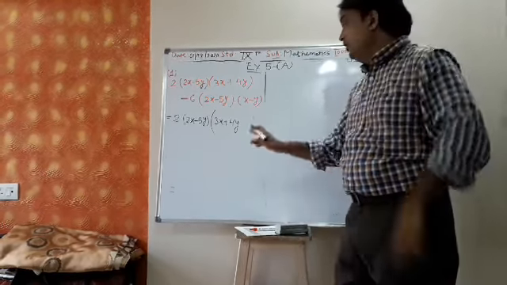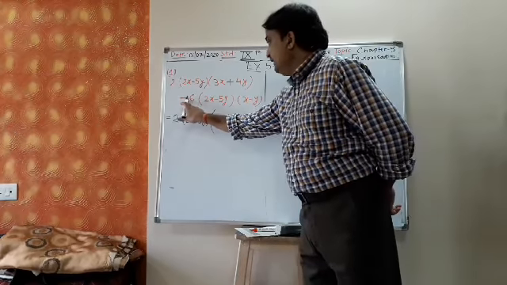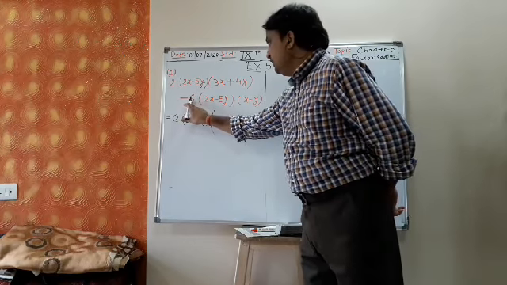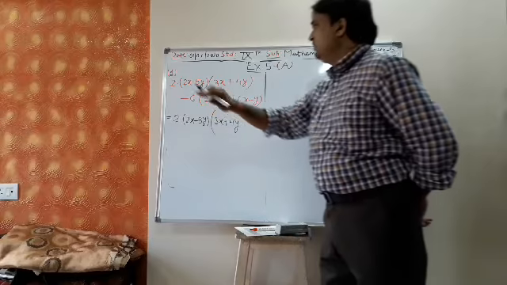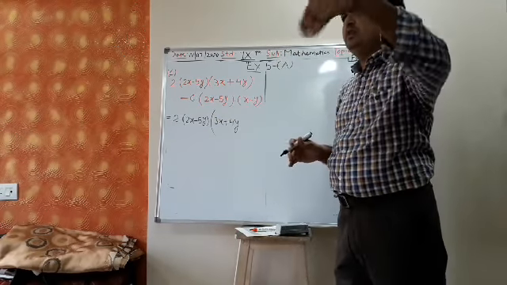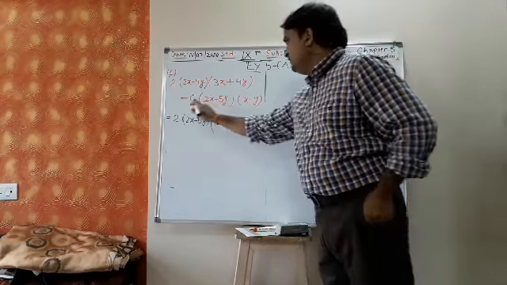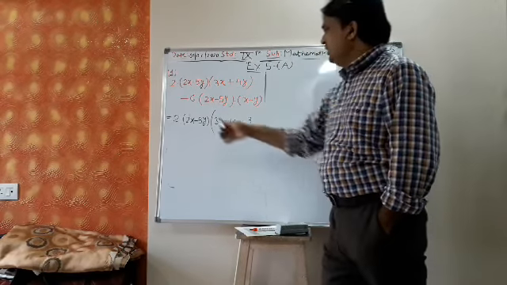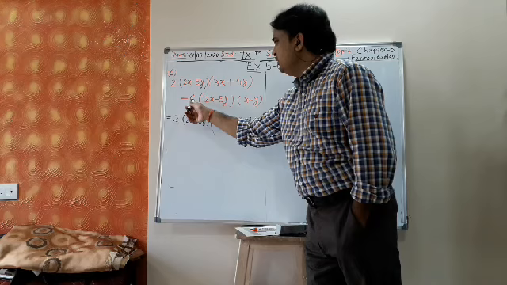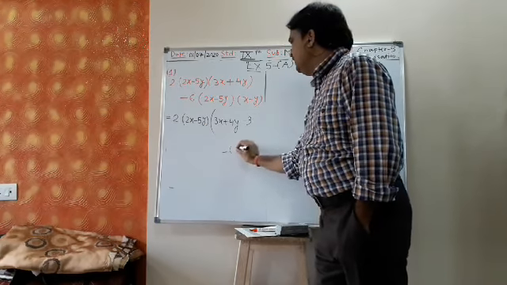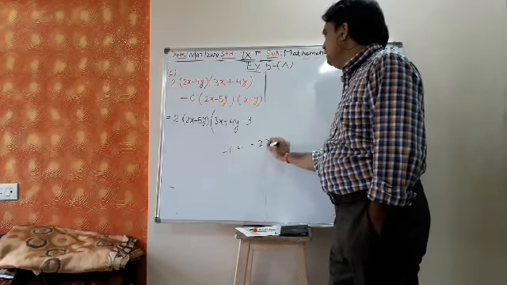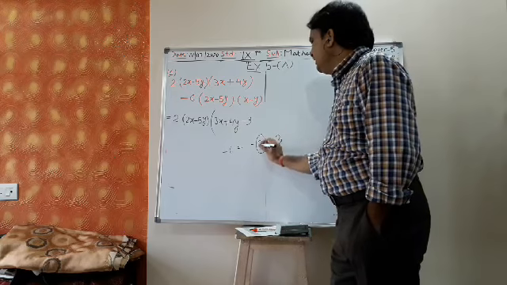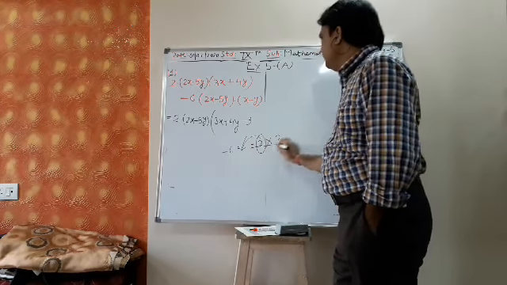Minus 6. Out of 6, I have taken 2 outside. So when I take 2 outside, not minus xy, minus 3 will be left. Yes or no? Because 2 I have taken outside. Minus 6 I can write as minus 2 into 3. Out of this, 2 I have taken outside. So what is left? Minus 3 is left.